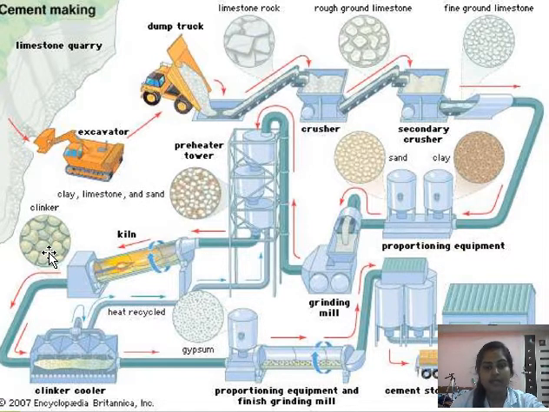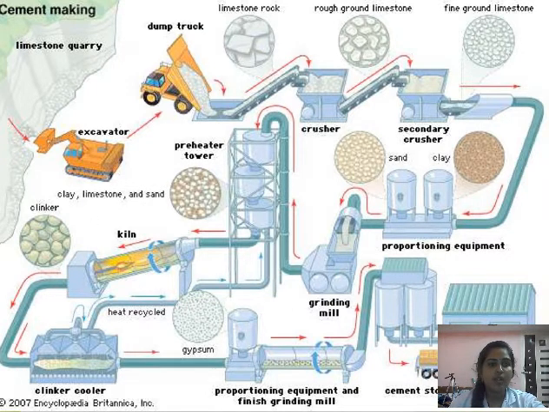It is a ball-like substance. After that, the clinker gets cooled, and gypsum of 2 to 3% is added to the cooled clinker, and then it goes to the grinding mill, where it is finely ground. After that it goes to the cement silos, which are storage tanks, and from the cement silos it goes with the help of trucks to the places where the cement is needed.